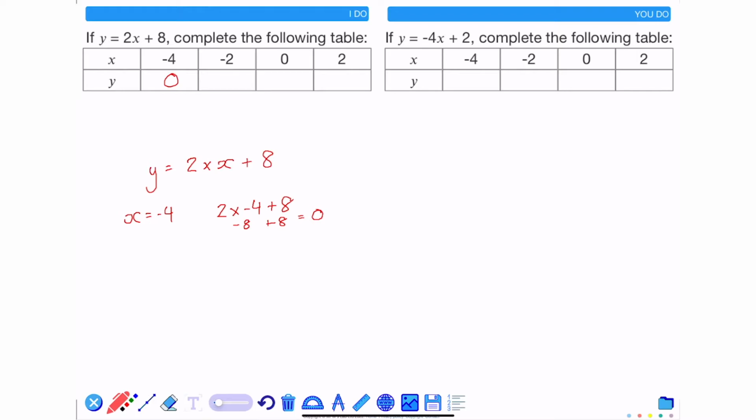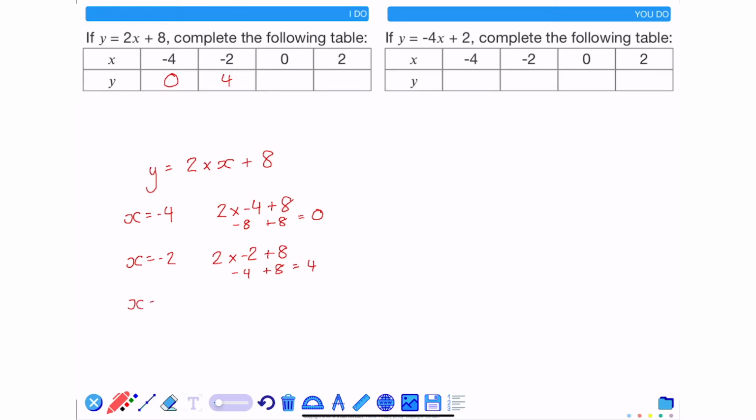My second one is when x is equal to negative 2. 2 times negative 2, add on 8, gives me 2 times negative 2 is negative 4, add on 8 is 4. So my second coordinate pair is negative 2, 4.